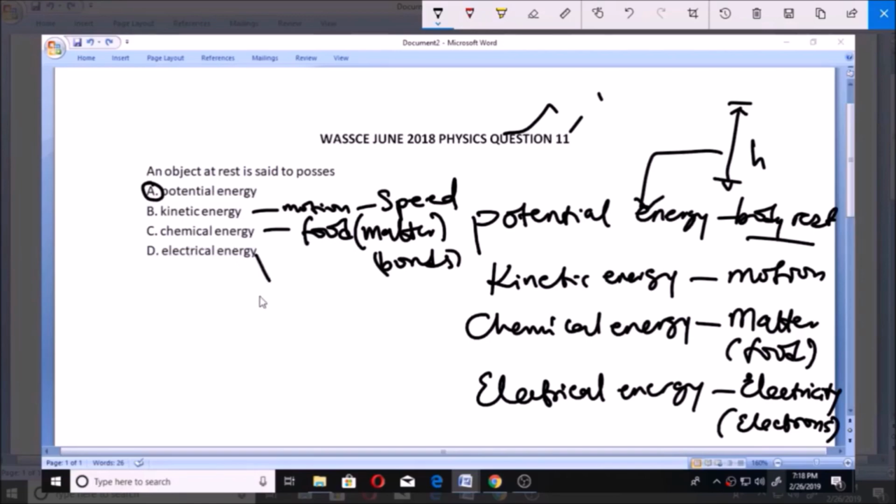Electrical energy is energy due to the flow of electrons, or the energy caused by electricity. This electrical energy is highly applicable in so many things. So I'm talking to you now, I'm using electrical energy to power my system and other things. So that is that for this.